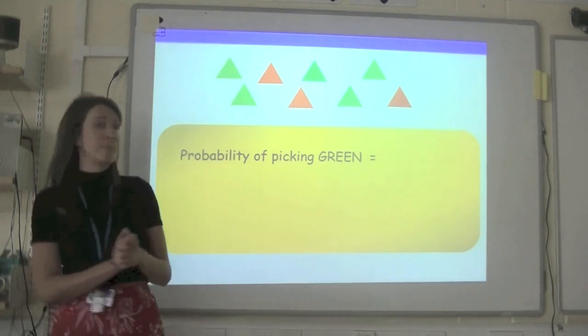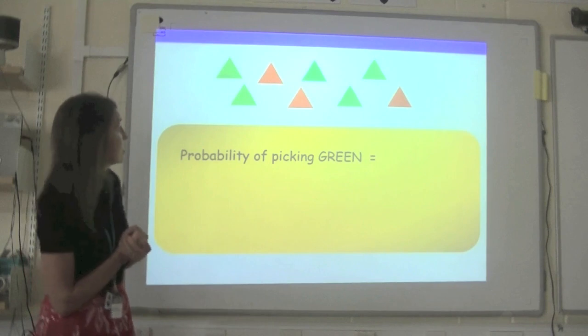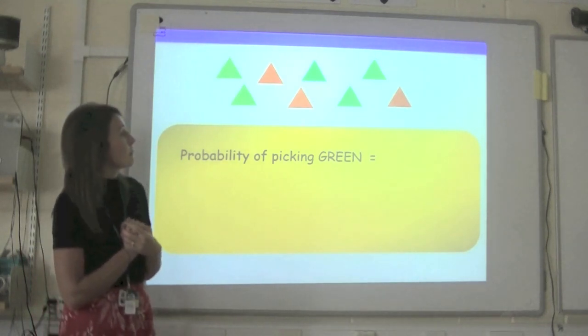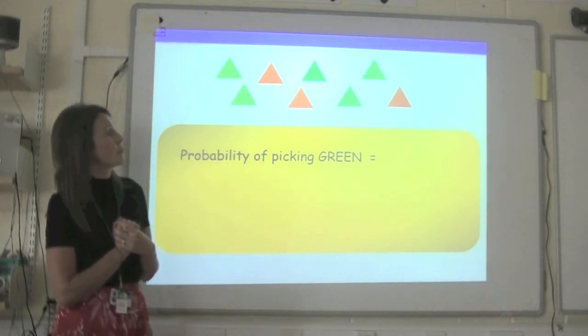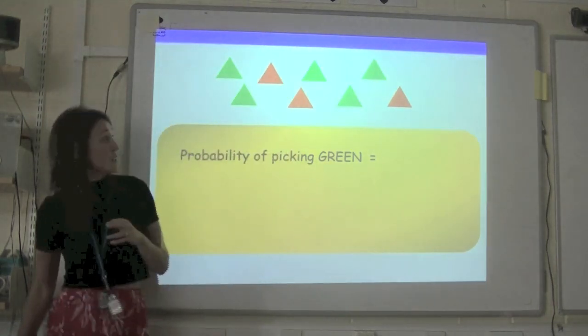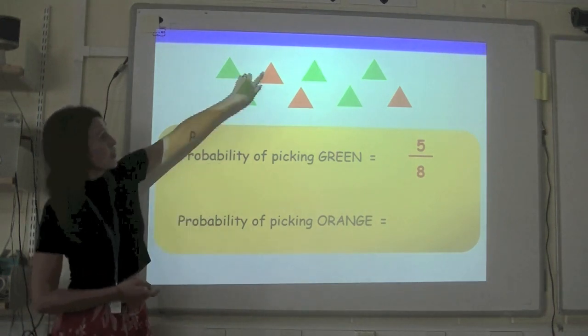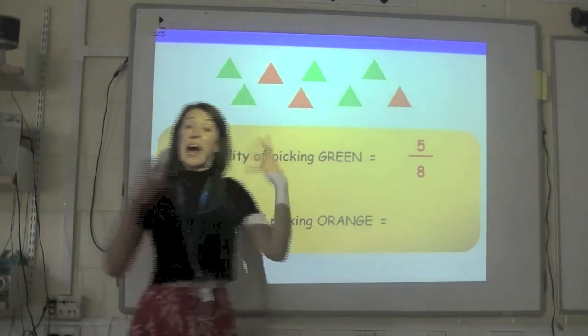Let's do one more. So find the probability of picking green. Should have got 1, 2, 3, 4, 5 out of a total of 8. The probability of picking orange is 3 over 8.